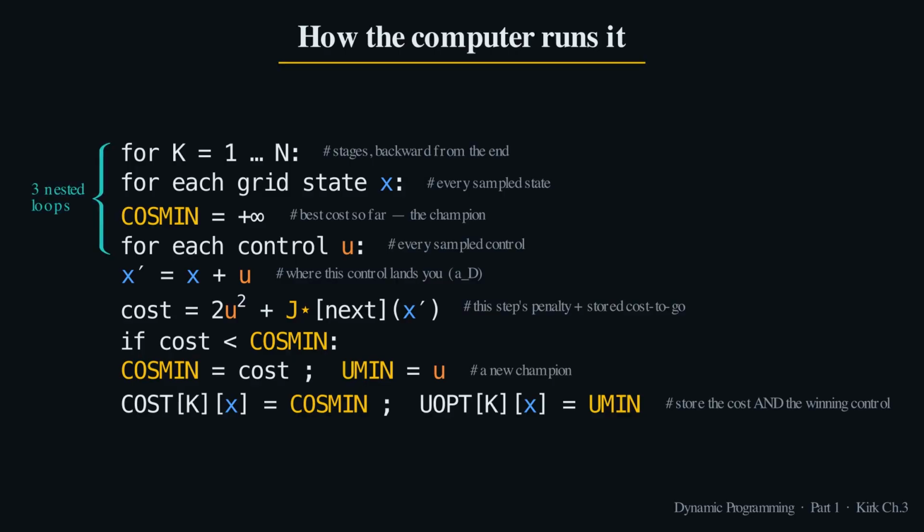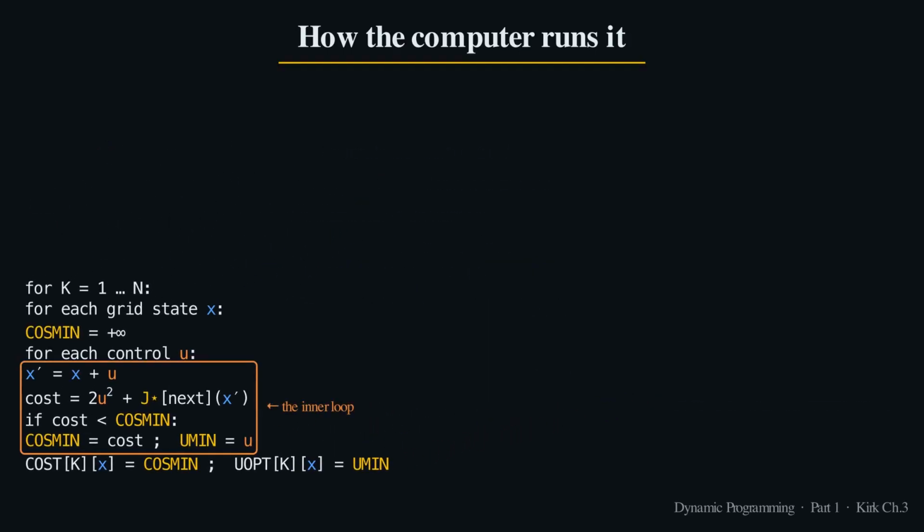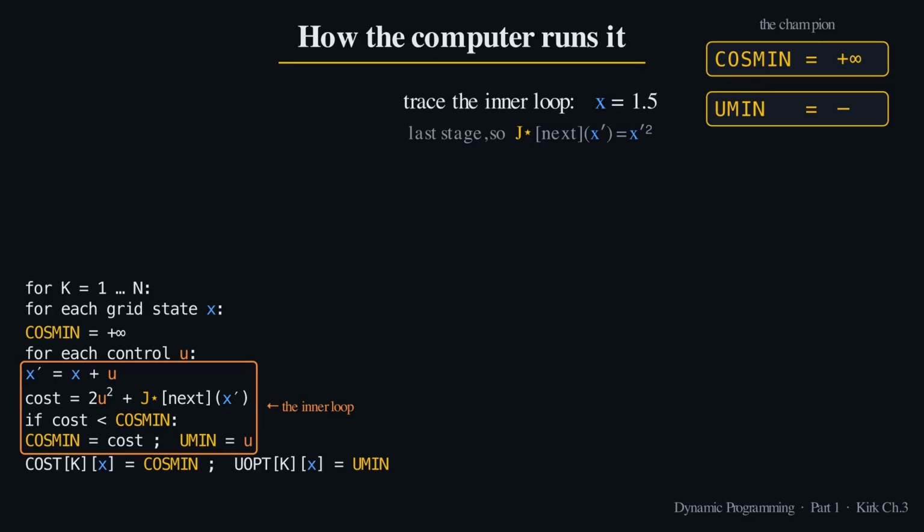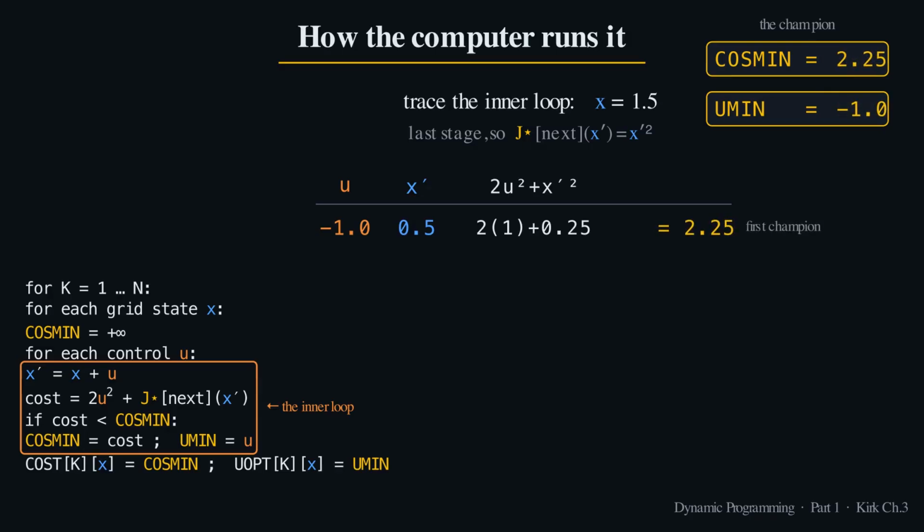Now the heart of it. At one stage, we want the cheapest control. So we keep a single number, call it the champion, the best cost seen so far. And we start it at infinity. Then we try the controls, one at a time. Watch it run for the state 1.5 at the last stage. Try control minus 1. It lands the state at 0.5 and the cost is the control penalty 2 plus the final state squared 0.25, a total of 2.25. Nothing to beat yet, so it becomes the champion.